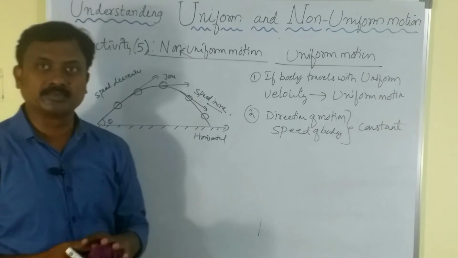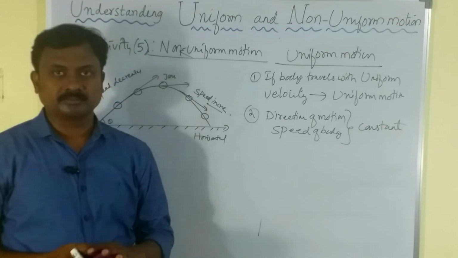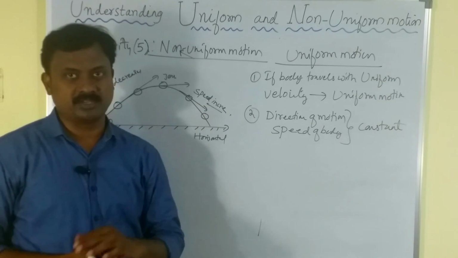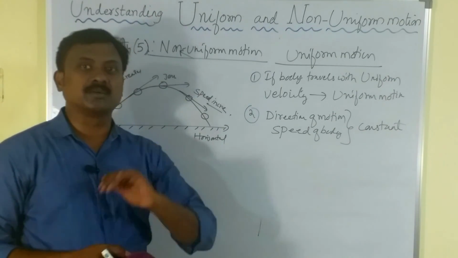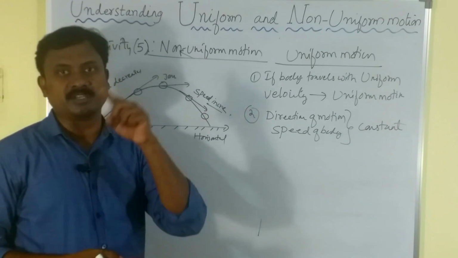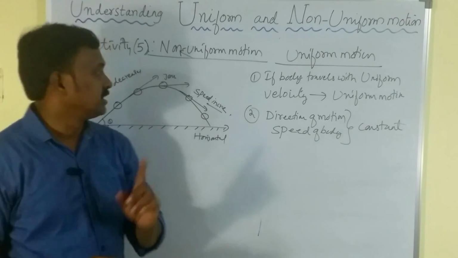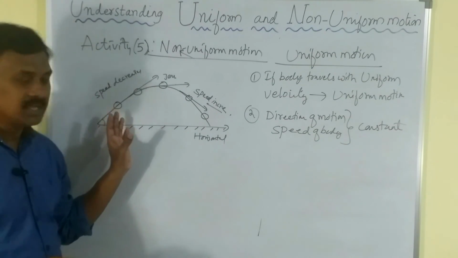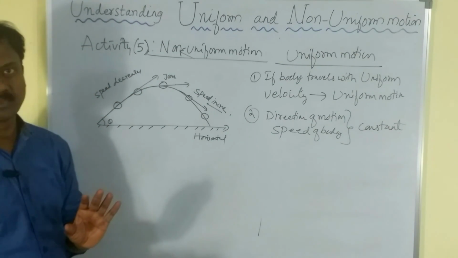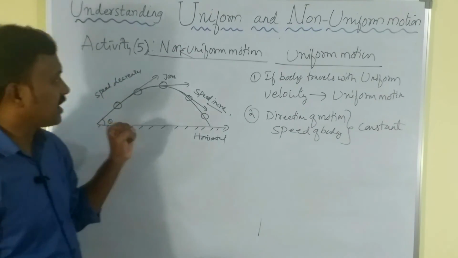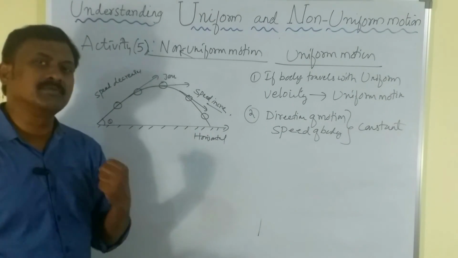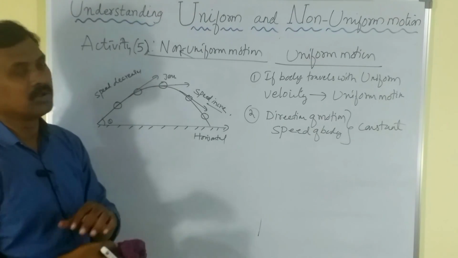In the second example, we have seen that the direction of motion is constant, but the speed was changing. Coming to the fourth example, we have seen that the direction was changing, but the speed is constant. In the last example, the direction of motion is changing as well as the speed is changing. If this kind of thing happens, then we say that the body is moving with non-uniform motion.